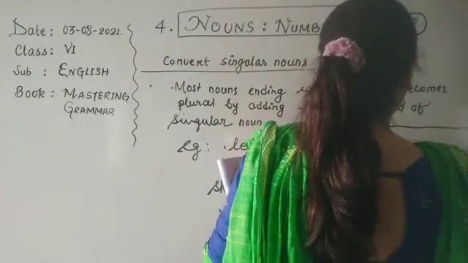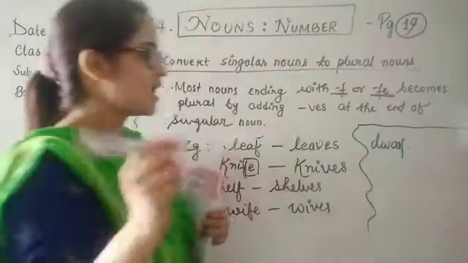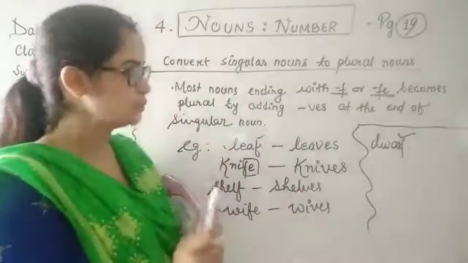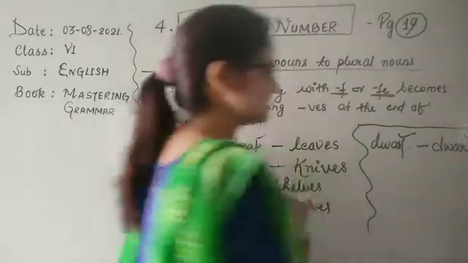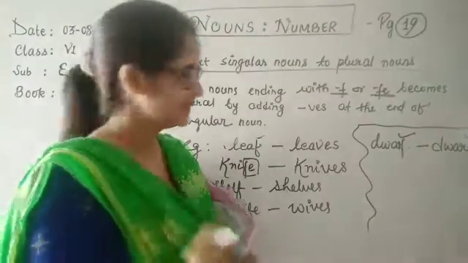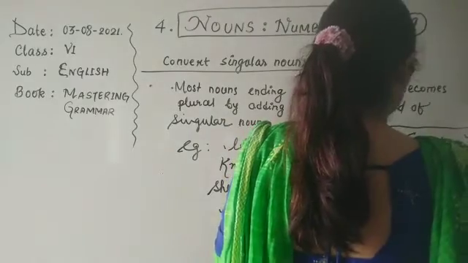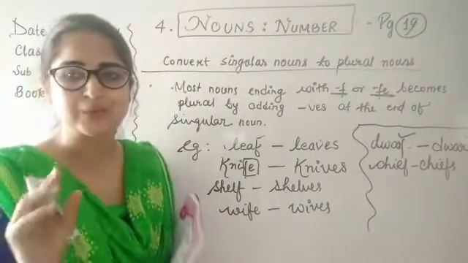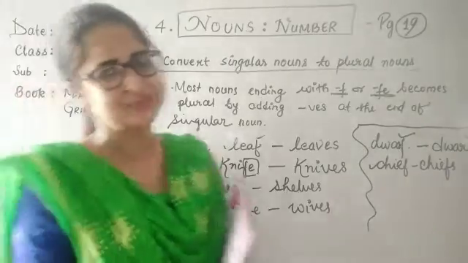Like dwarf. You will think the rule has asked us to add ves when the noun ends in f. But no, for certain words we do not do it. So remember this: D, W, A, R, F and S. F will remain as it is and we are going to add S to it. Now see, some other words are also there. Chief. We are going to write C-H-I-E-F-S and not I-E-V-E-S. Certain words are there, children, which will be exceptions in every case.